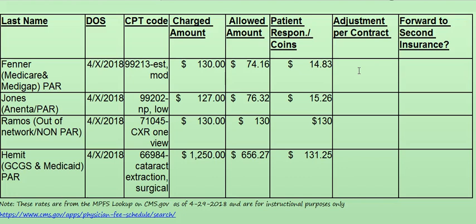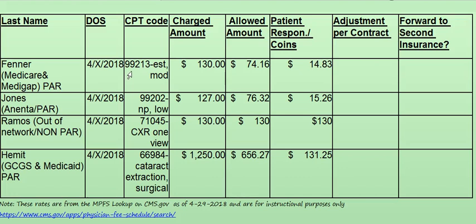Let us begin with the adjustment per contract concept. Every contract that a provider engages with a payer will have some sort of reimbursement methodology. Typically, this is a per CPT code allowed amount as of May 2018. This is called fee for service. There are other payment methodologies which will be discussed in different units.